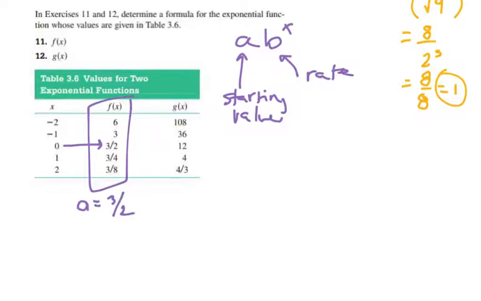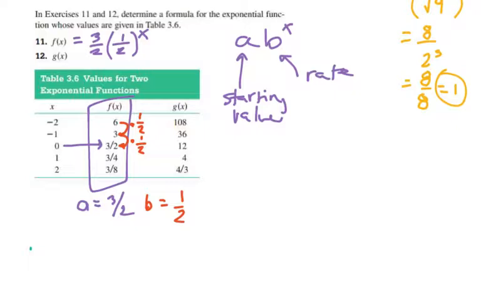And then we're trying to look for the rate of how you get from one number to the next. So definitely easier to look at the whole numbers. So how do I get from 6 to 3? I divide by 2, or technically multiply by a half. How do I get from 3 to 3/2? I'm multiplying by a half. So that means that our b value is going to be a half, and then of course to the x. So our official equation for f of x is going to be 3/2 times 1/2 to the x.